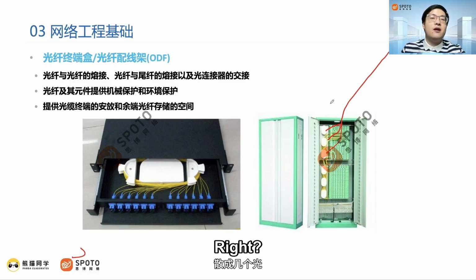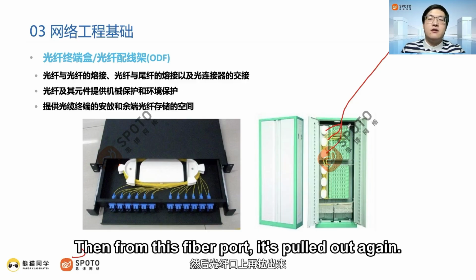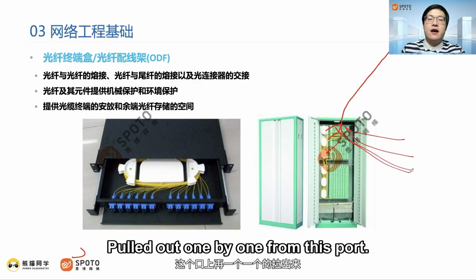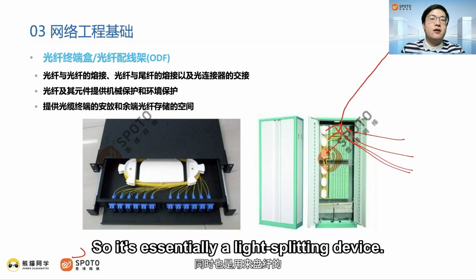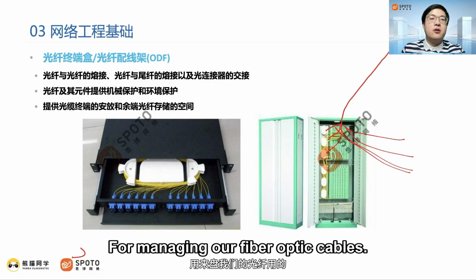Split into several, and after that, each one is distributed to a fiber port. Then from this fiber port, it's pulled out again, one by one. So it's essentially a light splitting device. At the same time, it's also for managing cables, for managing our fiber optic cables.